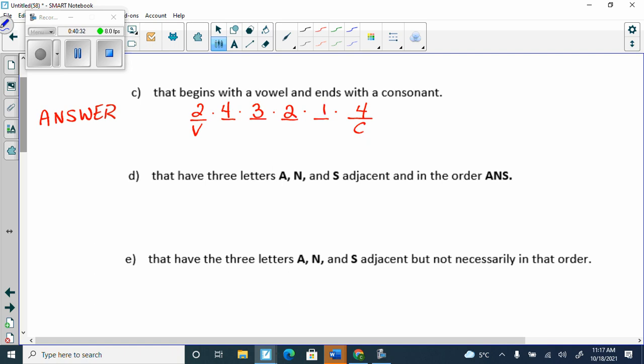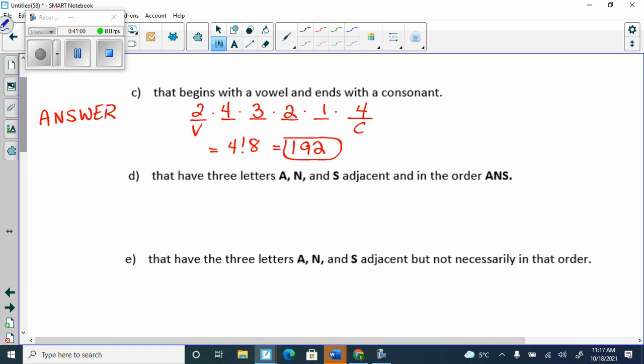So you could just type it all in at once, or you can go 4 times 3 times 2 times 1 is 4 factorial, and then 2 times 4 is 8. So it's 4 factorial times 8, which is some number. Or you can go 2 times 4 times 3 times 2 times 1 times 4. What do we get? 192. Seems realistic because it'd be 24 times 8.